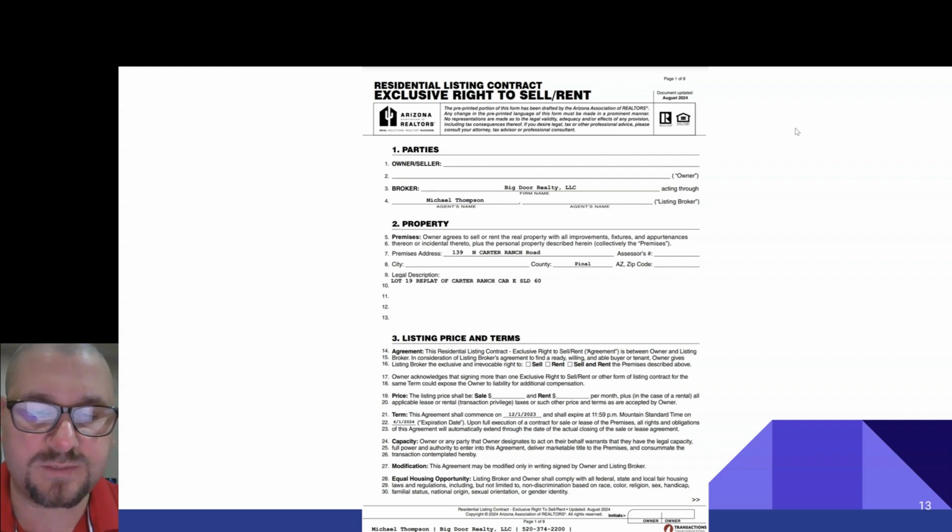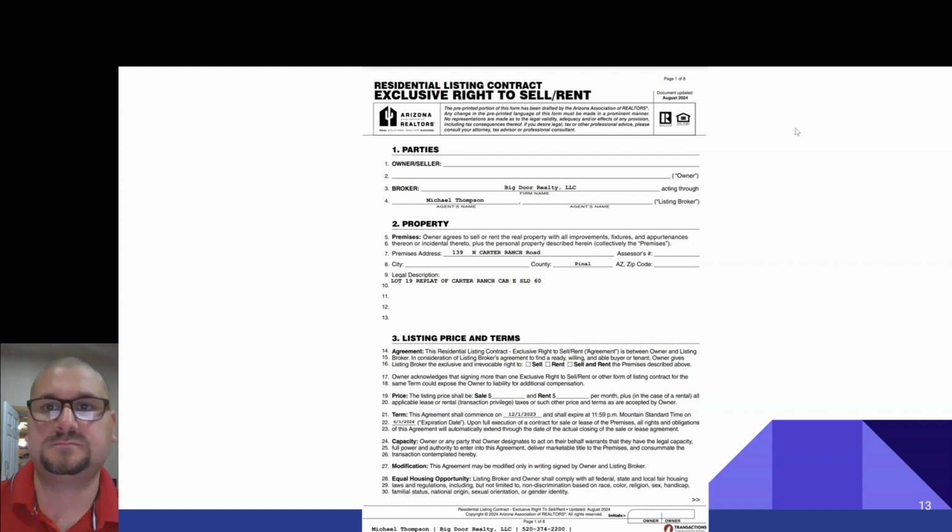Equal housing opportunity, listing broker and owner shall comply with all federal, state, and local fair housing laws and regulations, including but not limited to non-discrimination based on race, color, religion, sex, handicap, familial status, national origin, sexual orientation, or gender identity. So this has been updated August of 2024. So again, you want to put the owner's initials on the bottom right, right? This is their listing agreement to help you make the MLS listing.